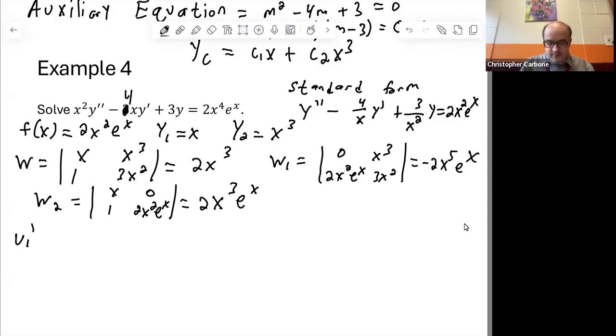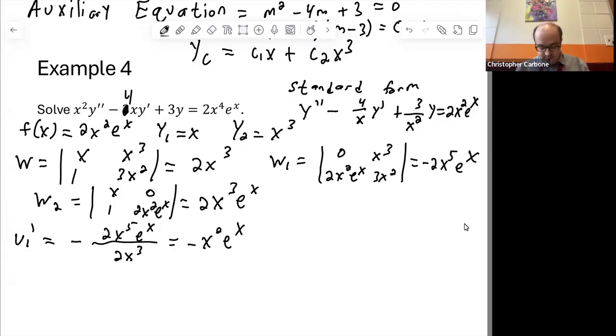u sub 1 prime is going to be negative 2x to the 5th times e to the x divided by 2x cubed. So this simplifies slightly to be negative x squared times e to the x. And for u sub 2 prime, this one cancels a bit more. 2x cubed times e to the x divided by 2x cubed. This 2x cubed cancels, and we're just left with e to the x.